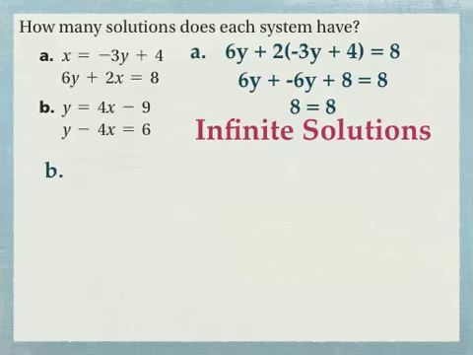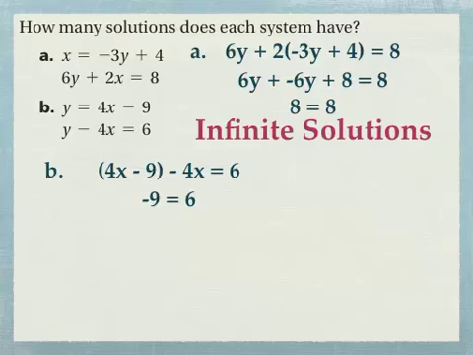If you look at B, I have y equals 4x minus 9, and then y minus 4x equals 6. y is already isolated in the first equation, so I'm going to go ahead and take 4x minus 9 and plug it in for y into the second equation, which would give me 4x minus 9 minus 4x equals 6. I don't have anything to distribute to the 4x and the negative 9, so they're just going to stay 4x and negative 9. When I go to combine 4x and then minus 4x, they cancel each other out, so I'm just left with negative 9 equals 6.